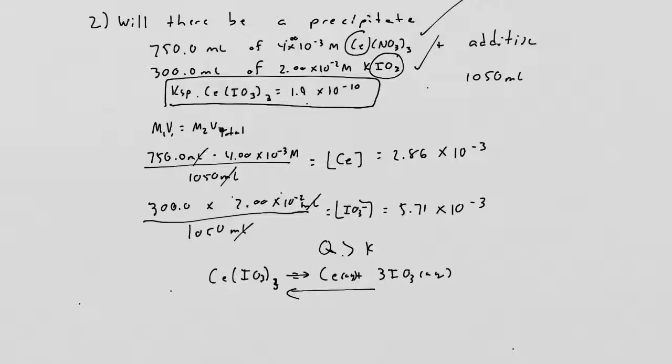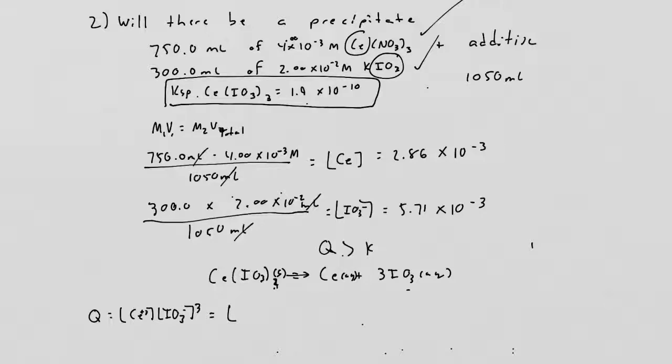So our formula is basically this. We have 1.9 times 10 to the minus 10 as K, but we don't want to solve for that. We're going to solve for Q. Okay, so what you can see here is I've written Q is equal to this, and we're going to see whether the value we get for Q is greater than or less than K. If it's greater, it's going to shift to the left, which means it will precipitate out. We'll get some solid precipitate. If it's smaller, we don't.